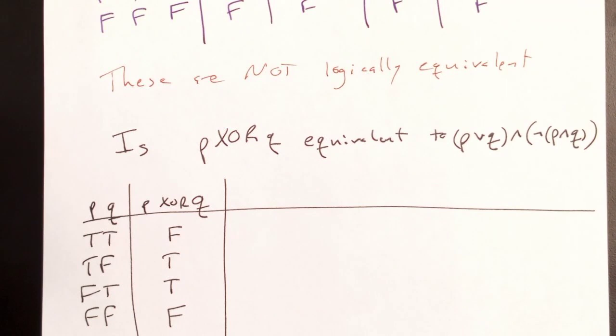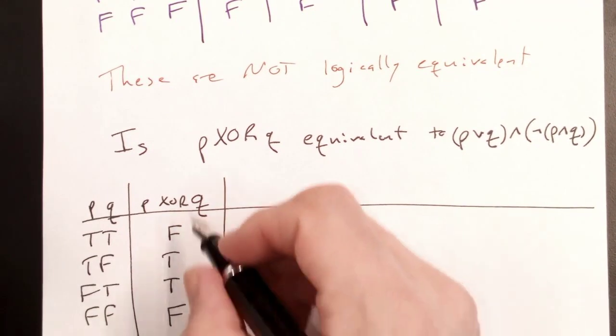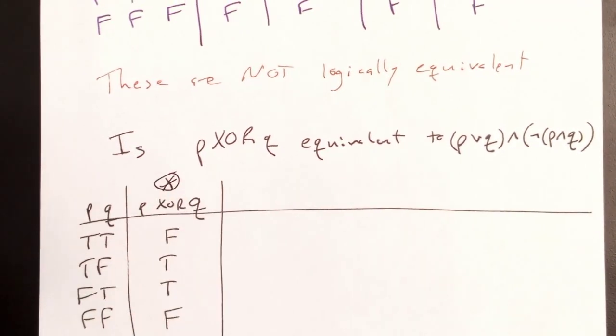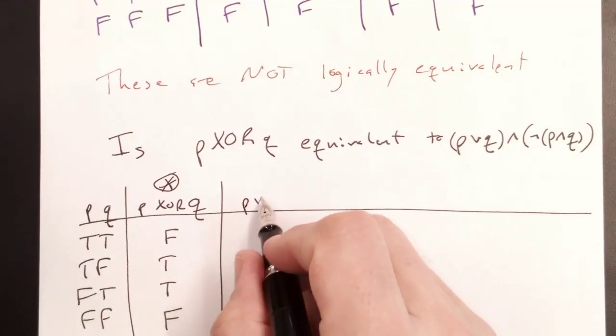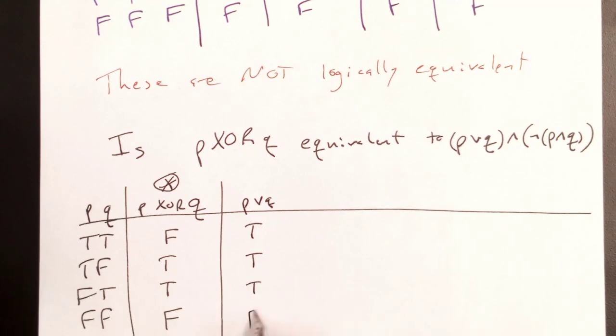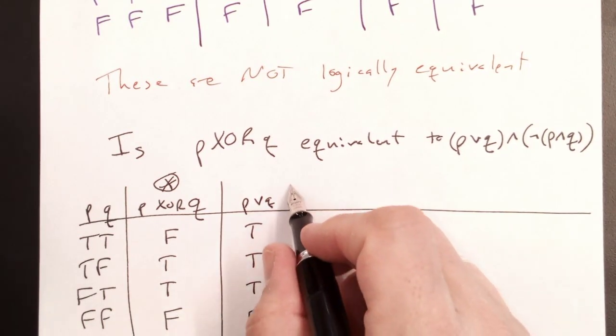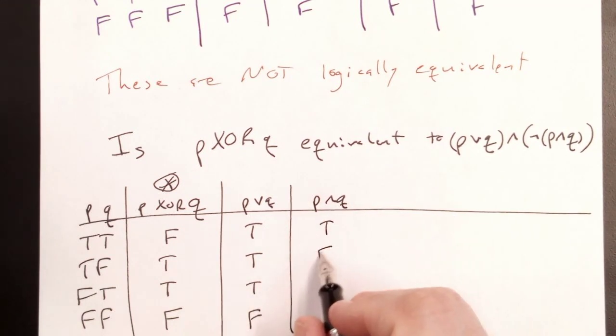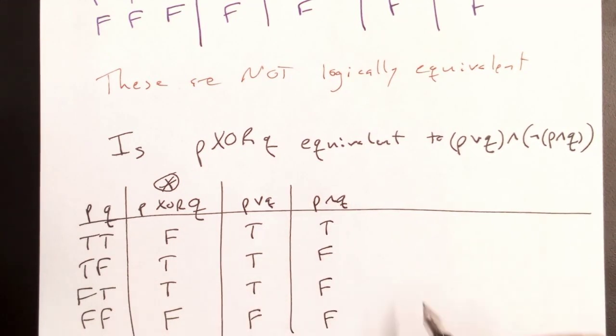That's my left-hand side, the exclusive OR. It's true when one of them and only one of them is true. Now let's do this side. P or Q. That's the inclusive OR. P and Q is only true when both are true.